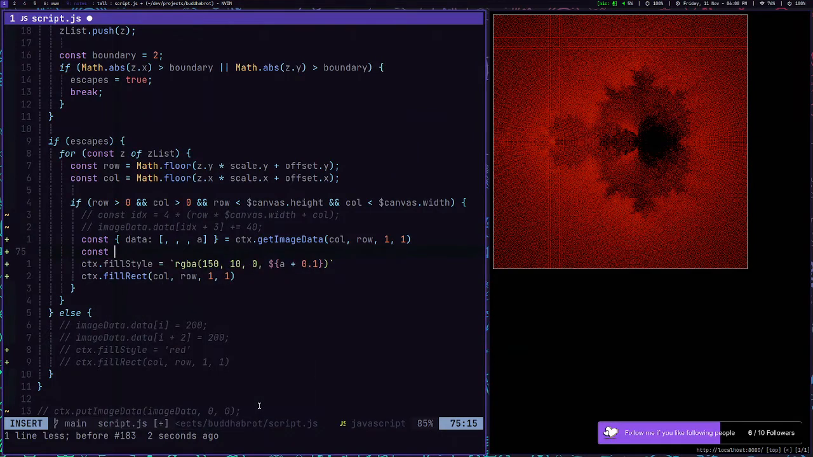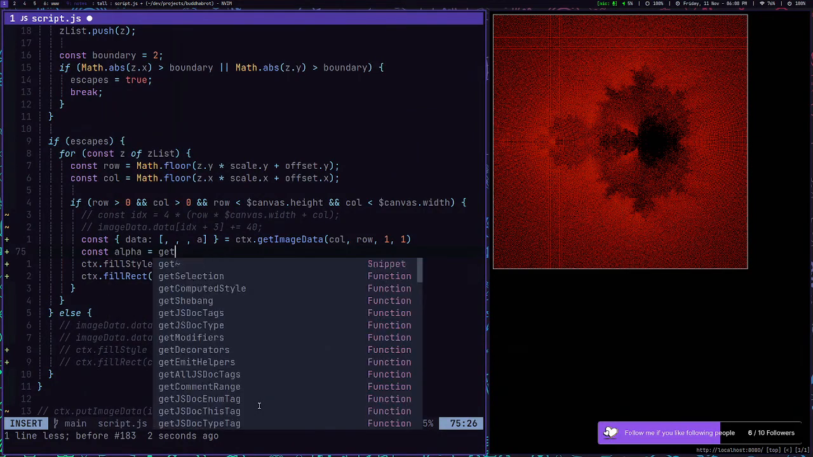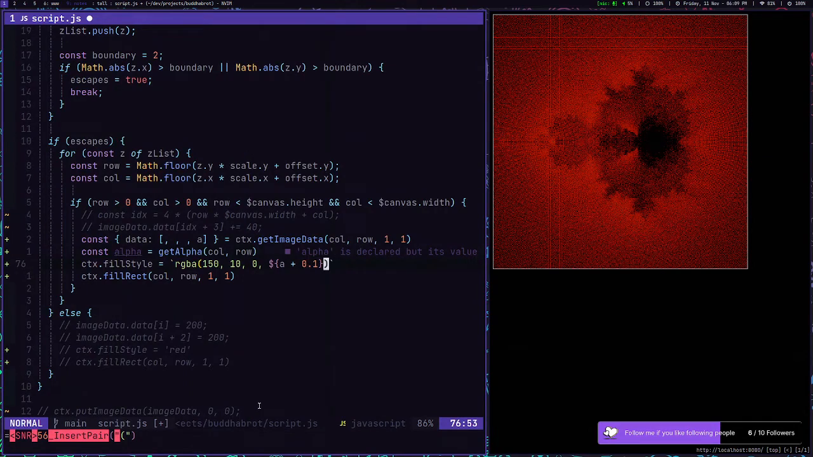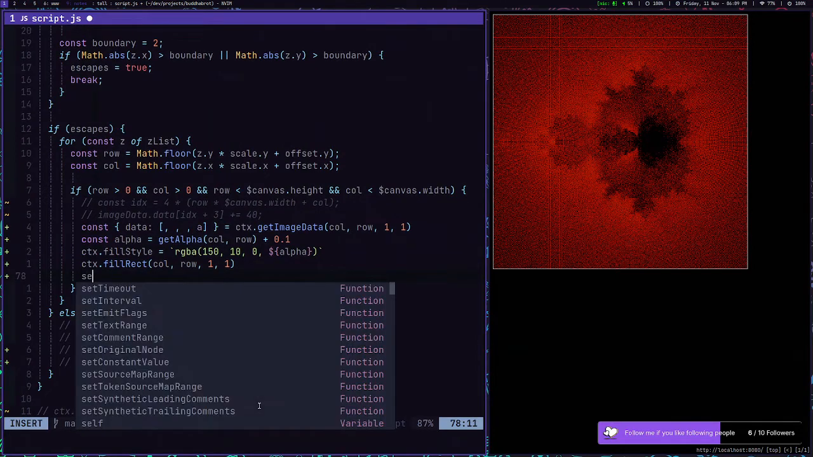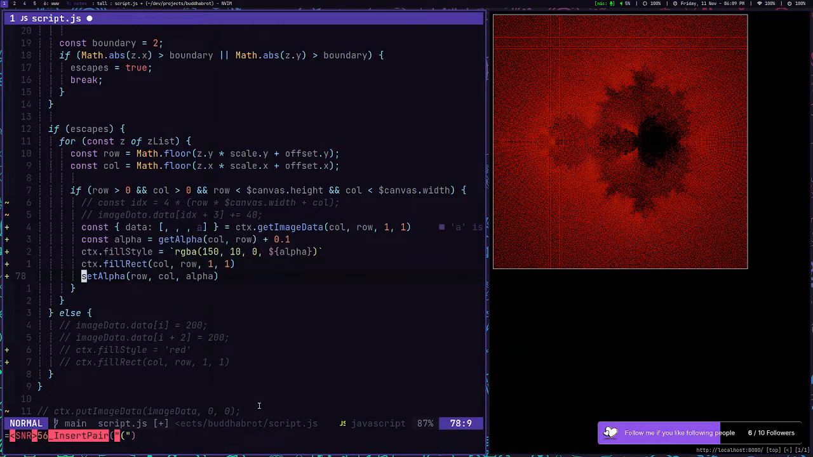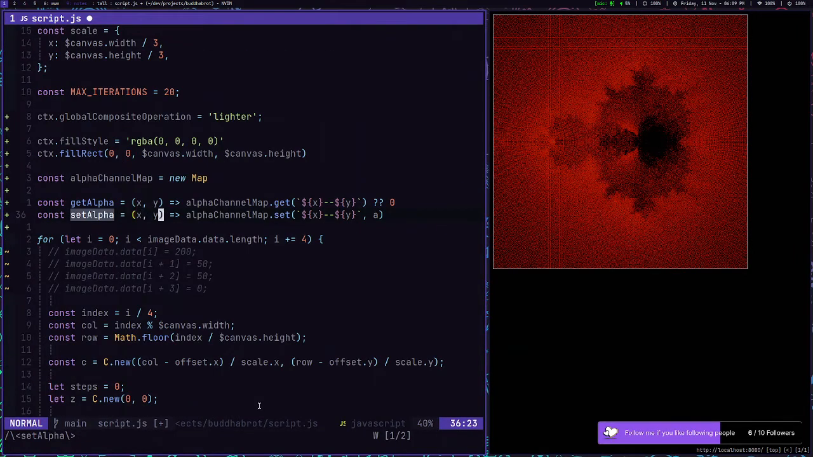Let's do alpha equals get alpha. We give it call comma row, and we do 0.1 here, and we just set this, and when we're done we just set it back. Set alpha row check row comma call comma alpha. Oh, I forgot A. This guy needs an A.